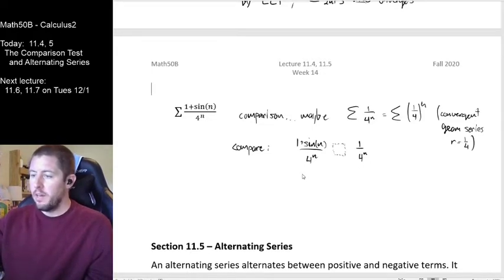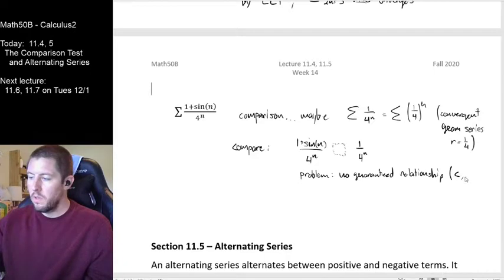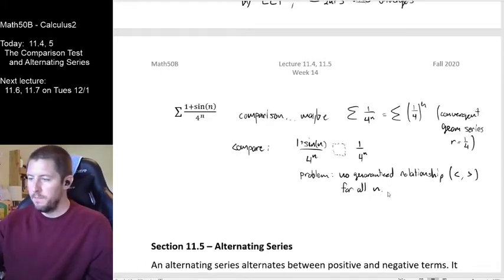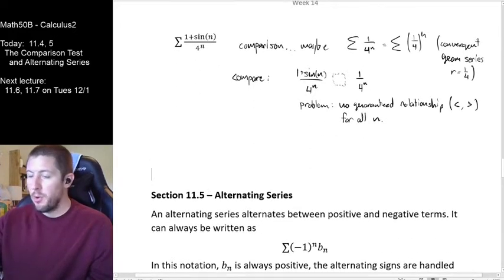So our issue here is that there's no guaranteed relationship, less than or greater than, for all n. So I can't use this as my comparison series. All right? This comparison just didn't work out. So I don't know what I'm going to do with that guy, right?